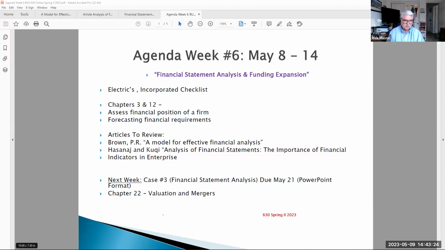Also, this week, number 6, you have 2 articles to read that are posted in Blackboard, and I'll show you where those are in a minute. 2 articles: a model for effective financial analysis, and another article on analysis of financial statements, the importance of financial indicators in enterprise. So 2 articles which will lead to your work in case number 3. So let's take a look as we begin week 6 of where we are in Blackboard and begin our lecture video.